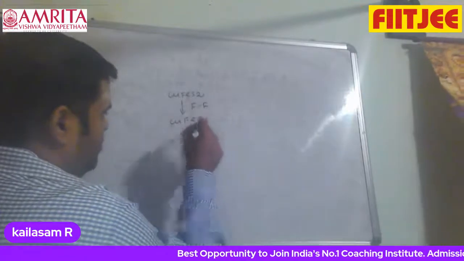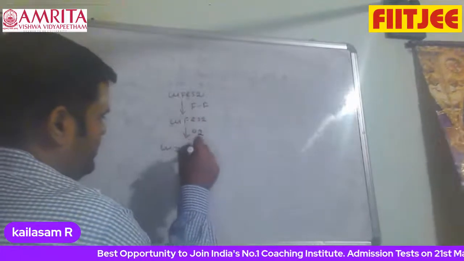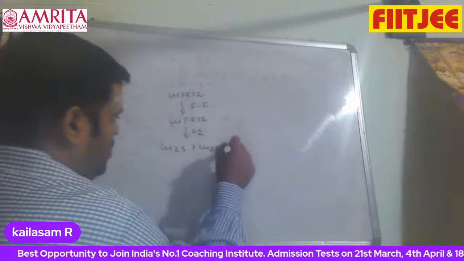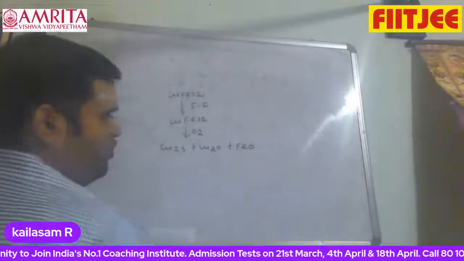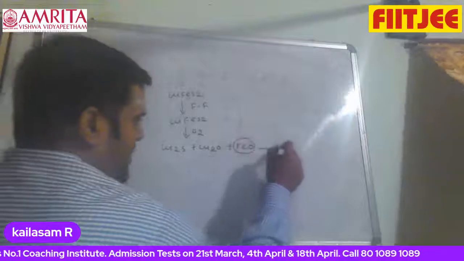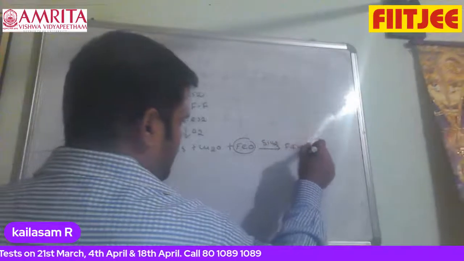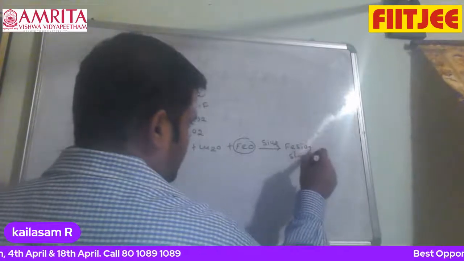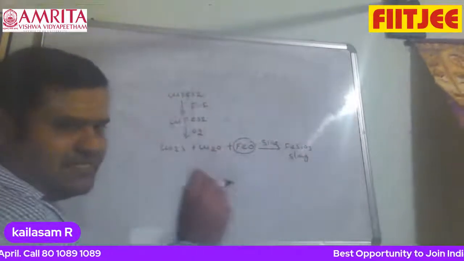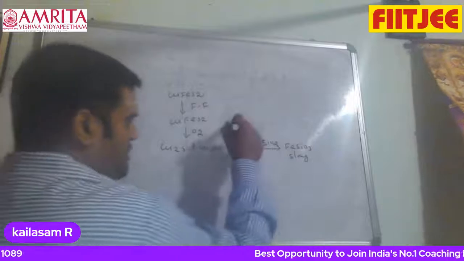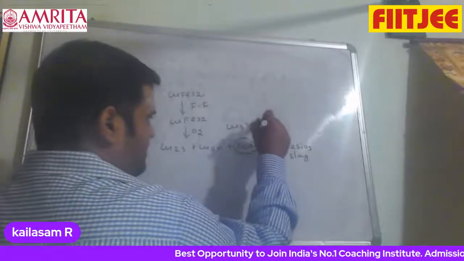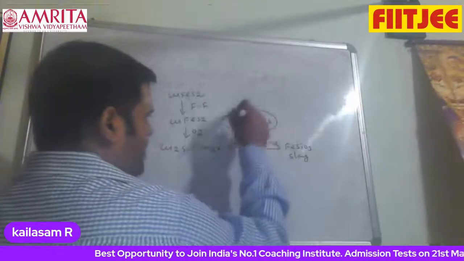Roasting with O2, you may get partial Cu2S and Cu2O. And what is that? FeO. This FeO can be removed by adding SiO2, silica, to form a slag, FeSiO3. The remaining, a small amount of Cu2S plus FeS, is called copper matte.